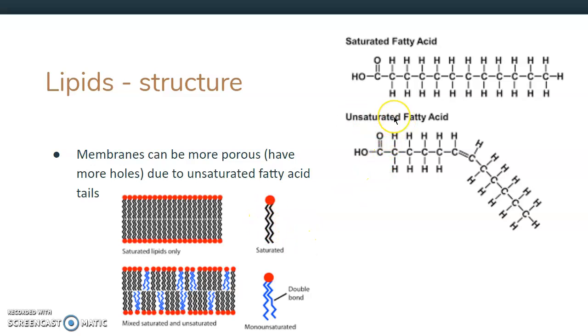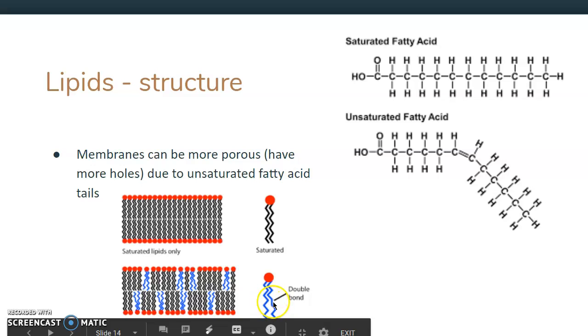Anytime we have an unsaturated fatty acid, we have a double bond. So there can be lots of double bonds or only a few, but they create a kink and change the way the tails look. So we can see saturated lipid tails and unsaturated lipid tails in between here. And as you can see, there's a lot more space in between for molecules or water or ions or any kind of material to go through this membrane versus this one.